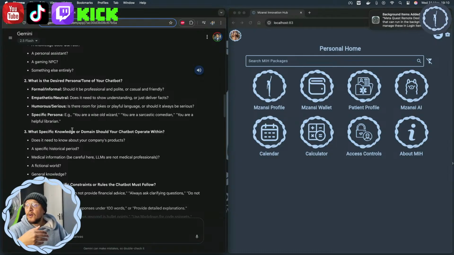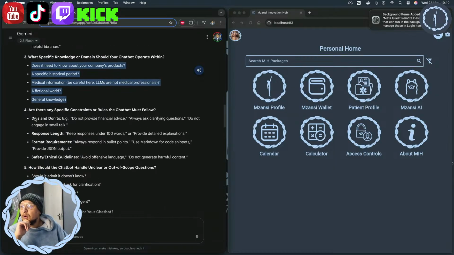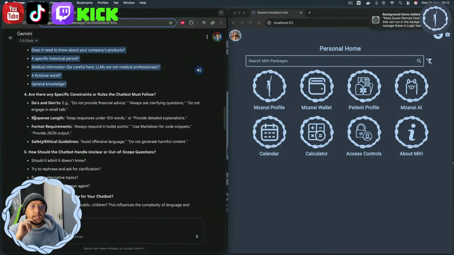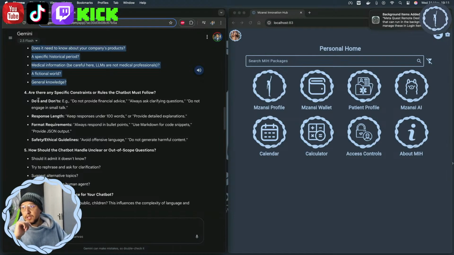What kind of knowledge or domains should the chatbot operate within? That's basically telling about the company that this LLM is sitting under. Gemini sits under Google, so it'll basically have information about Google inside there. Then number four is, are there any specific constraints or rules that the chatbot must follow, right? So the do's and don'ts.